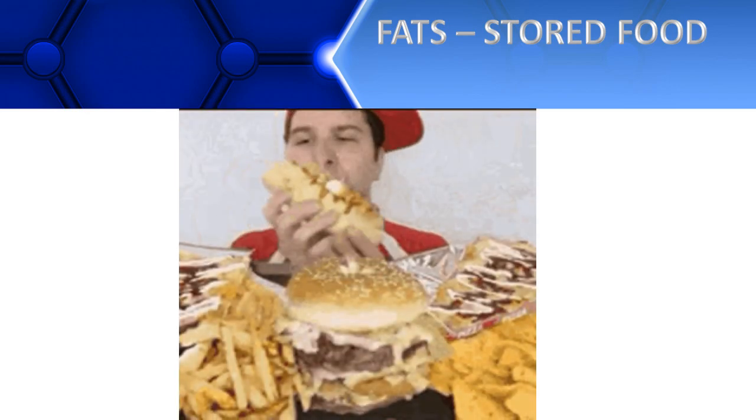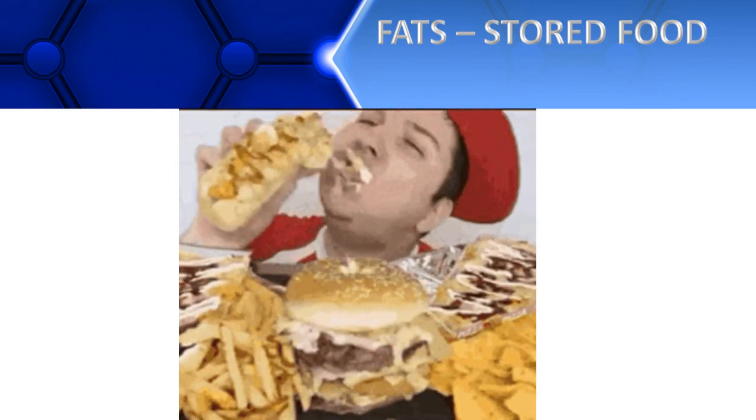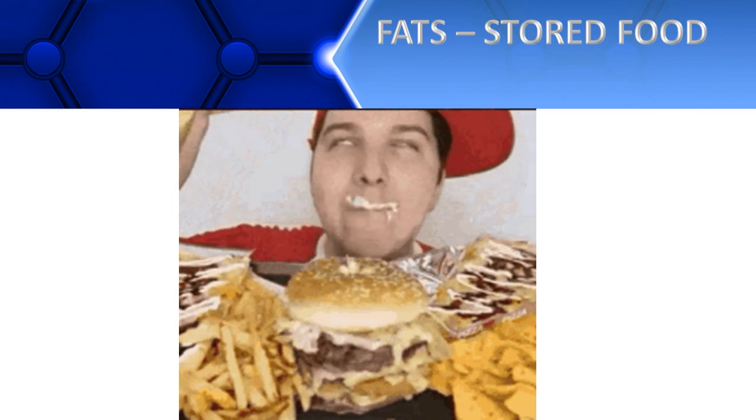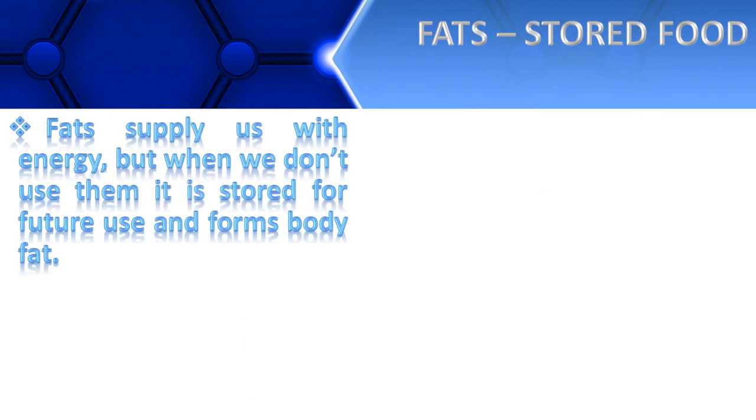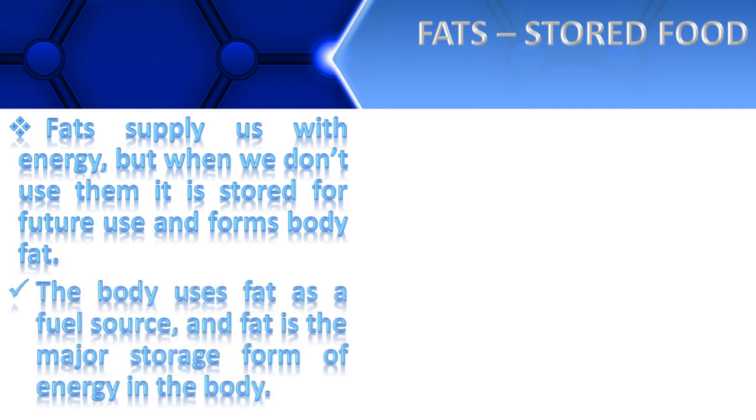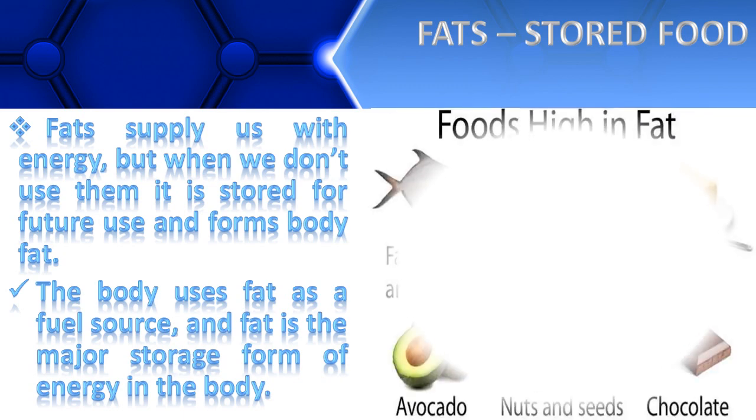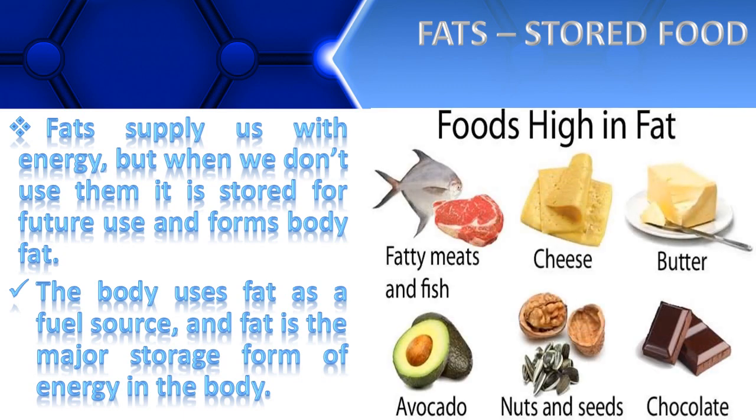All of us love to eat pizza, burger, cheese, etc. But parents do not allow us to eat them because they contain a large amount of fat. Fats supply us with energy, but when we don't use them, they are stored for future use and form body fat. The body uses fat as a fuel source, and fat is the major storage form of energy in the body. Here are some examples of fatty rich food.